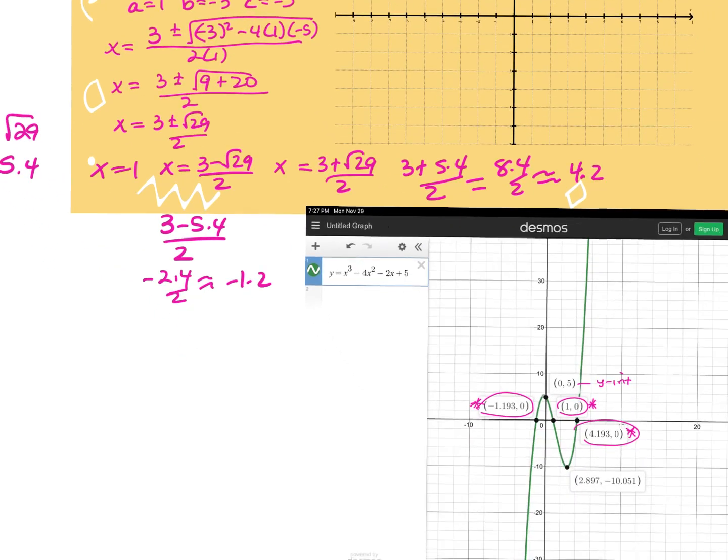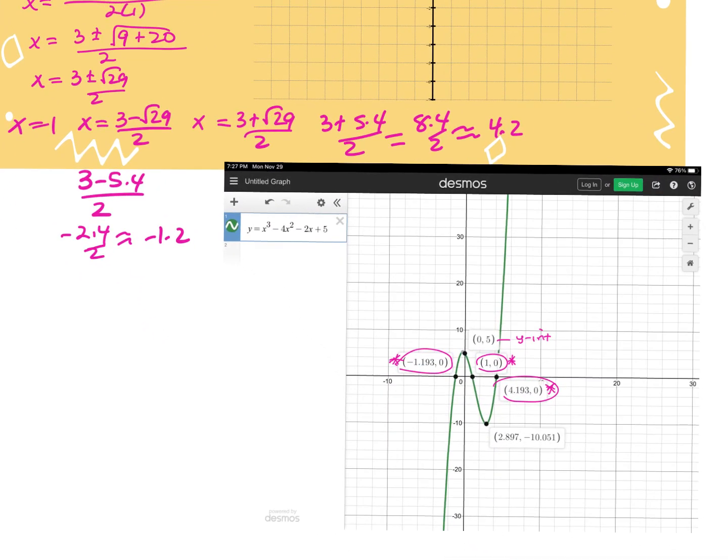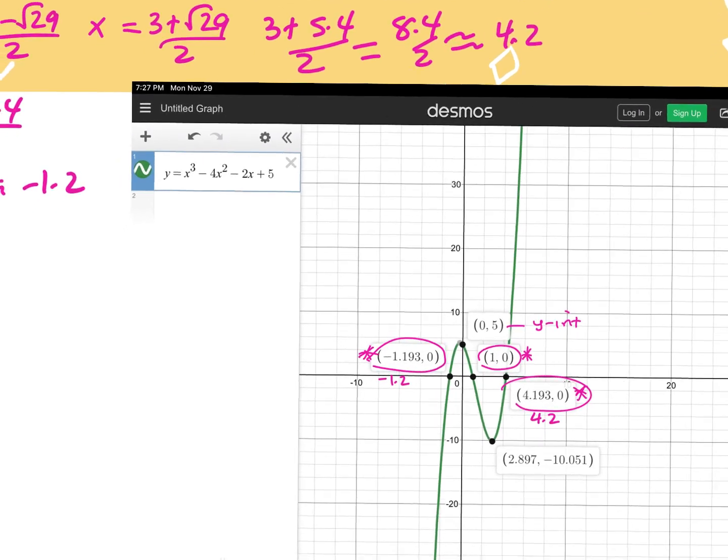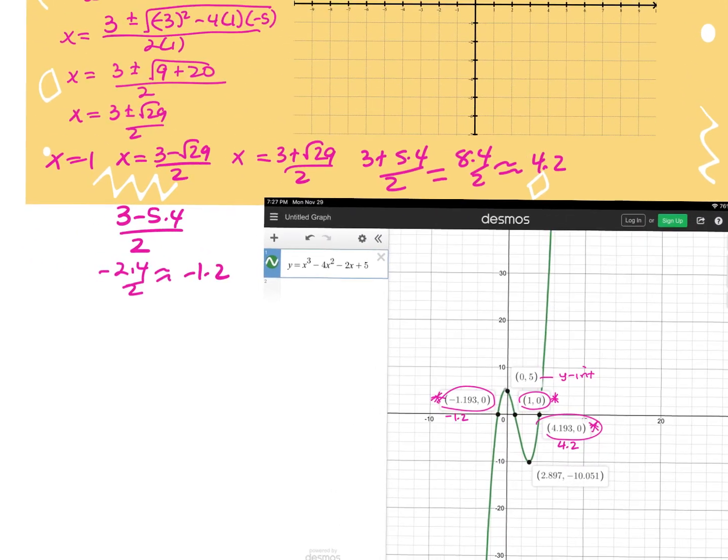Remember, on the Desmos graph, look at the numbers that were here. I had the negative 1.193. So again, if I rounded that to the tenth place like I did, and then here 4.2, the answers I just got made sense.